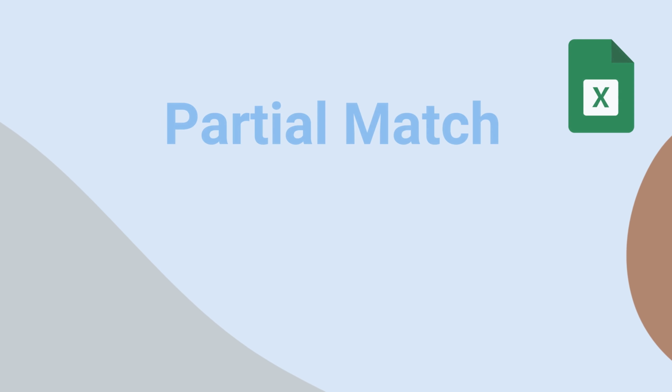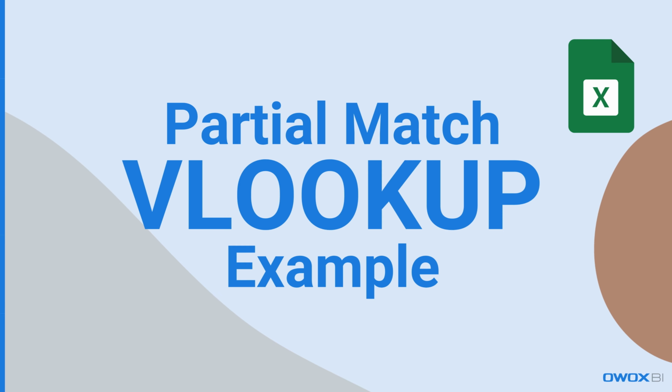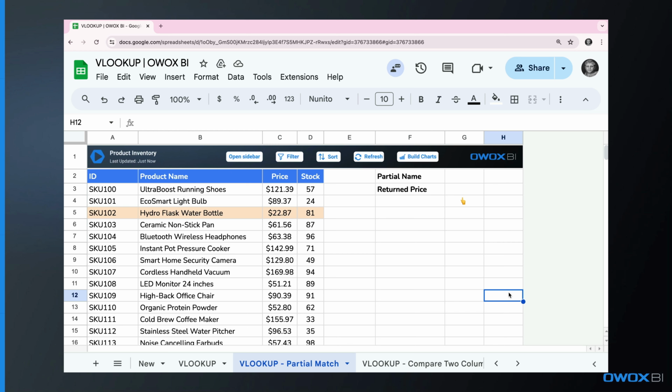Amazing. Imagine you are a sales rep, and during a call a customer asks for details or the price about the product they are interested in, but they only remember a fragment of its name. You need to quickly find the product details without searching manually through hundreds of items. We can use the VLOOKUP function here as well, but we'll try the partial match VLOOKUP. We have a product catalog with various items, with names, price, stock number. Our goal is to find the price of a product using only a partial name that the customer provides.